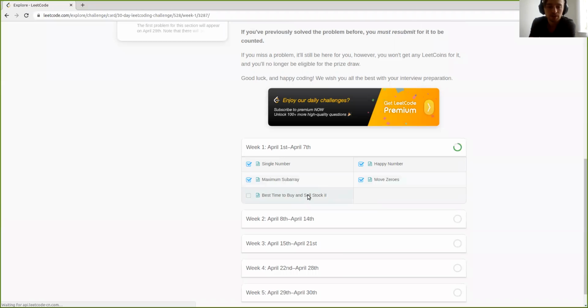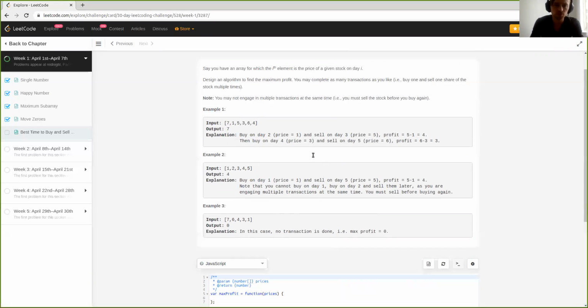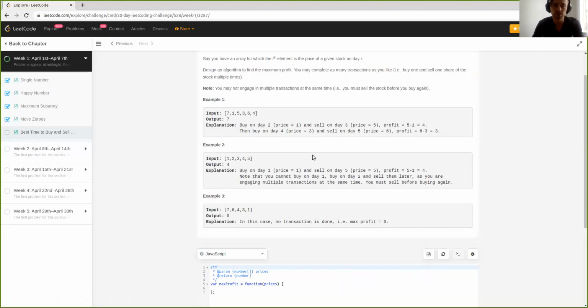Best time to buy and sell stock 2. I've actually done the first version of this question, buy and sell stock 1, so hopefully that'll help with this one. Let's read this. Say you have an array for which the ith element is the price of a given stock on day i. Okay.